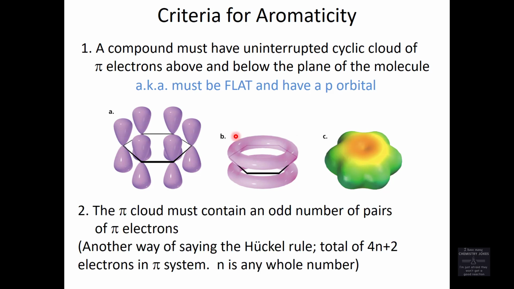Additionally, the pi cloud must contain an odd number of pairs of pi electrons. There's another guy that figured that out, and he said, let's come up with a mathematical formula to represent this. That's called the Huckel rule, and that's 4n plus 2. We'll see this in action in a moment.